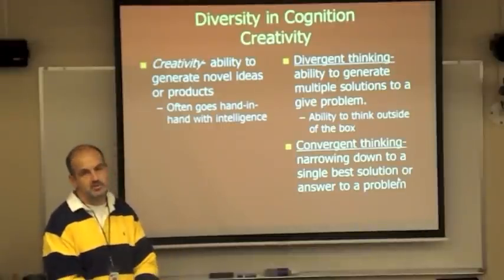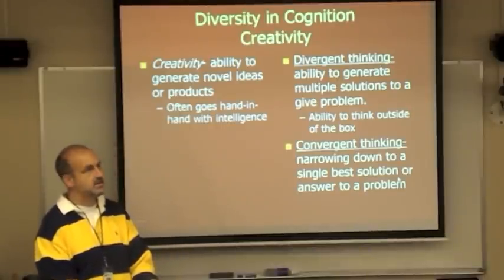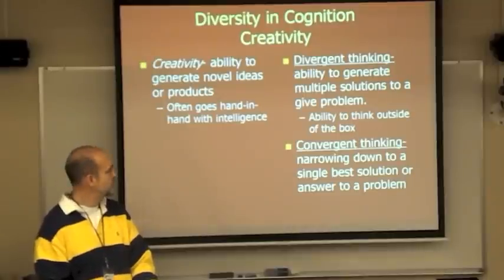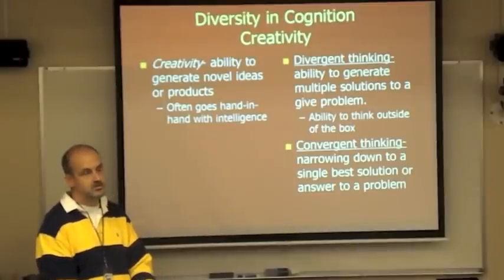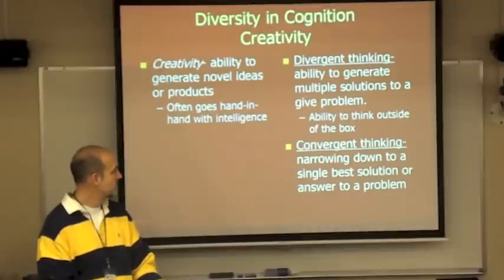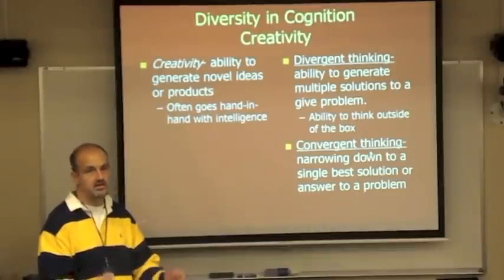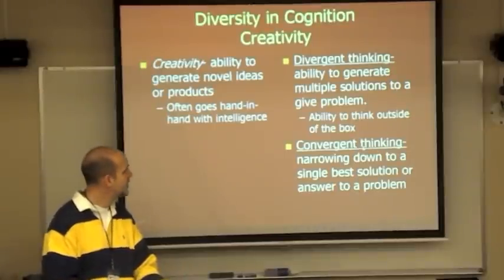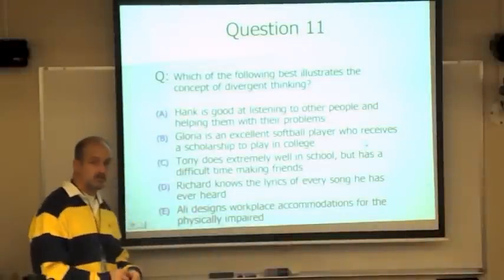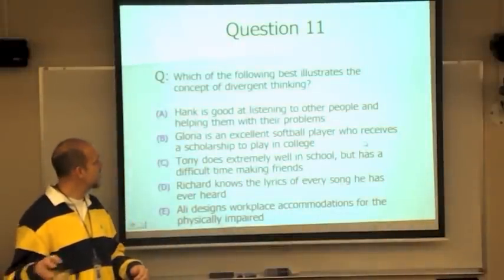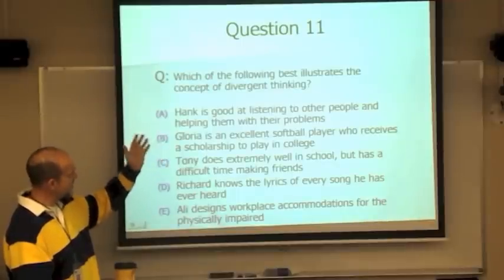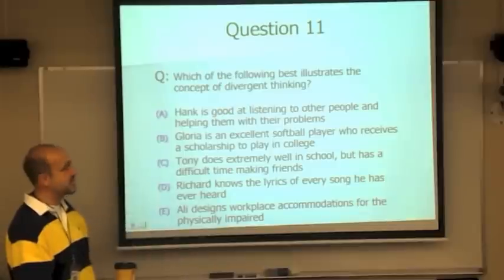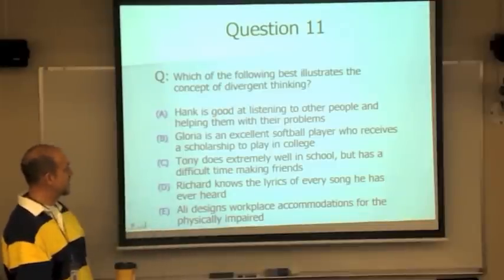Here's a good example of divergent and convergent thinking: your Friday nights. You come up with multiple things to do, that's divergent thinking, and then you narrow it down to one single idea, which usually takes 5, 6, 7 hours to do. But eventually, you use convergent thinking to narrow everyone's choices down to one. Now, there's a good question from that. Which of the following best illustrates the concept of divergent thinking? So right off the bat, you should be looking. Divergent thinking means to discover, come up with new ideas. Hank is good at listening to other people. Gloria is an excellent softball player.